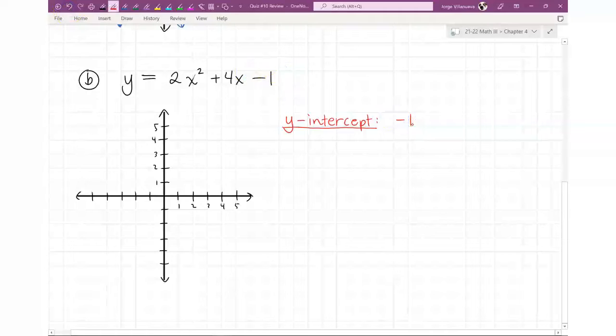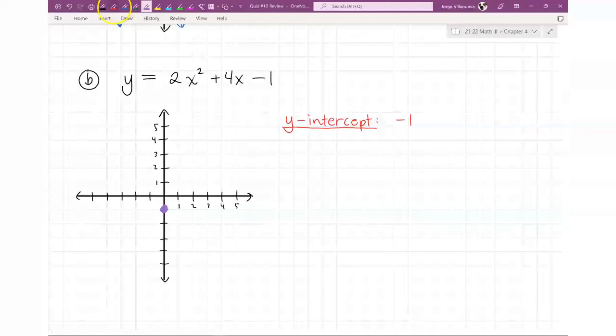So look, I'm going to go over here and just put a dot right at -1. Or you know what? Let me change the color to purple, because I like to keep my vertex as red. If you kind of look at all the notes, my vertex tends to be red. So there's my y-intercept. Good, I got 1 point.